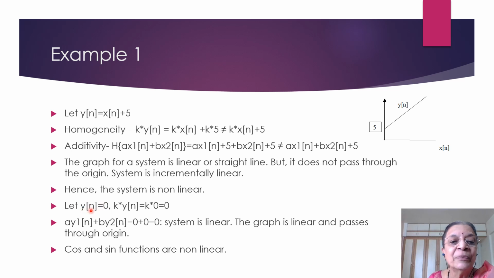Now consider the system represented by y[n] is equal to 0. So for all x[n] it will be 0. So if x1 is multiplied by k, the output is also multiplied by k because the output is 0. So in this case it obeys the linearity because it is passing through the origin. So simple check is plot a graph, find out whether the linear graph is obtained, and if this linear graph passes through the origin, the system will be said to be linear. As we already know, cosine and sine functions are non-linear. So if corresponding y[n] is represented as cos of x[n], then the system will be automatically non-linear.